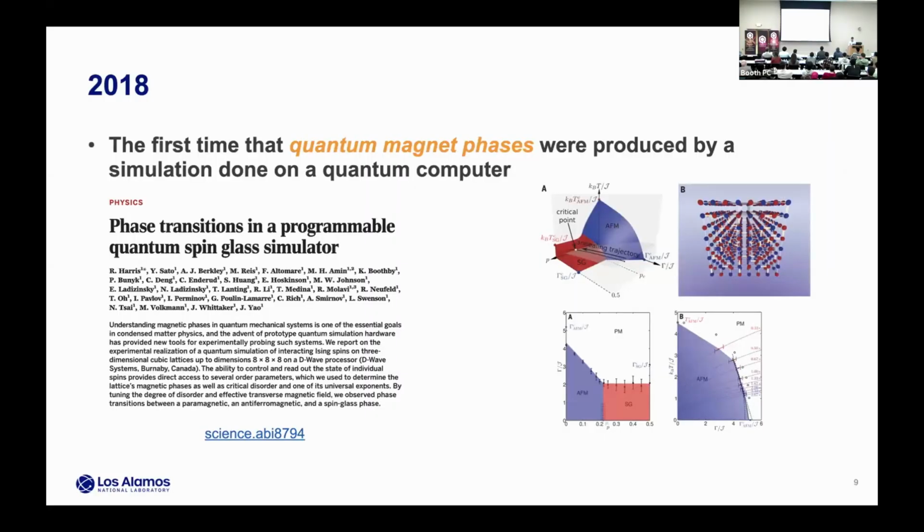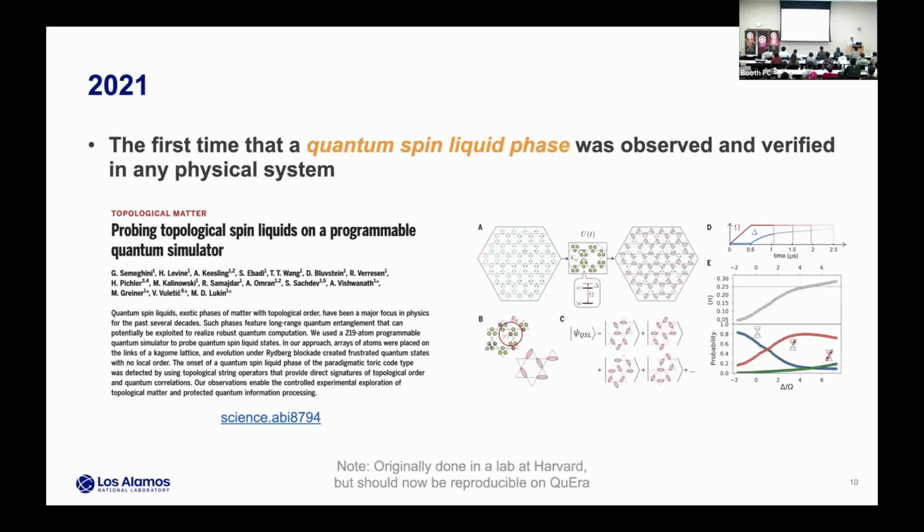First one, in 2018, this is the first paper I know where a quantum computer reproduced the phases of a quantum magnet. So the first simulation done on a real physical quantum computer that reproduced phases of, in this case, a 3D Ising model spin glass. 3 years later, the first time that a quantum spin liquid phase was observed and verified in any material or any physical system. This was done on an atomic quantum simulator in 2021.